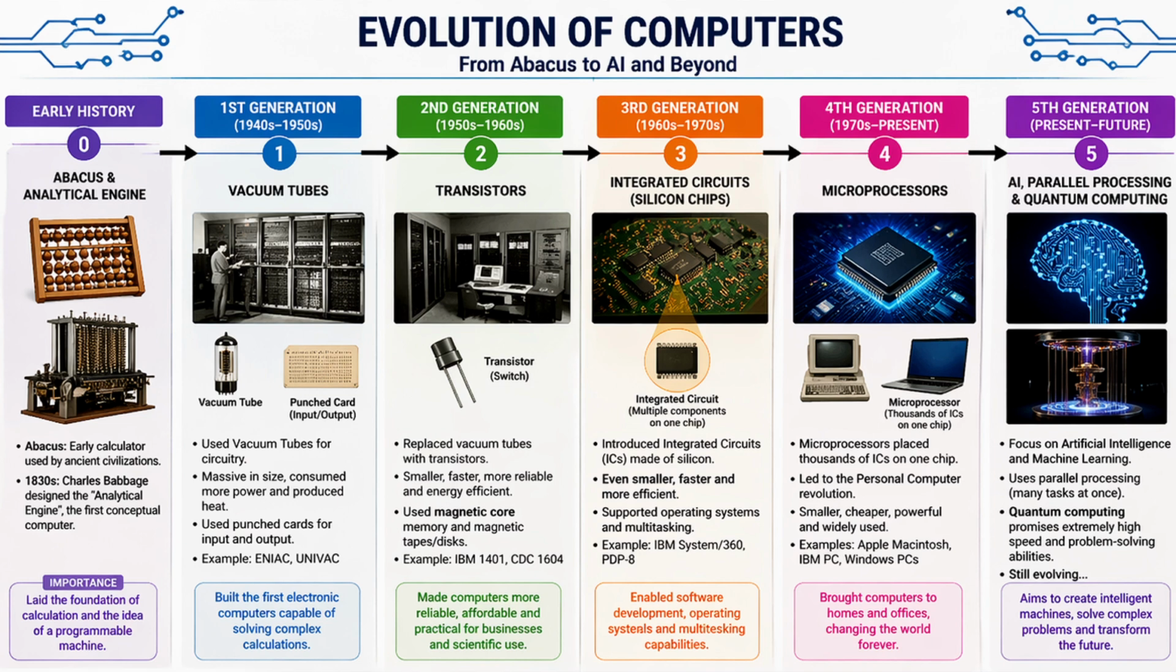Now in every house there are computers. Smaller, cheaper, powerful, and widely used. Everyone has them, even normal public, middle class people. These brought computers to homes and offices, changing the world forever. And now coming to the present and future. We are moving on to AI, parallel processing, and quantum computing, which we aim to use to create intelligent machines, solving complex problems and transforming our future.